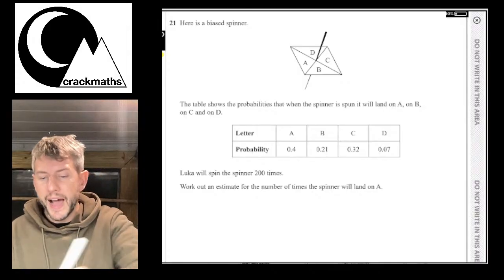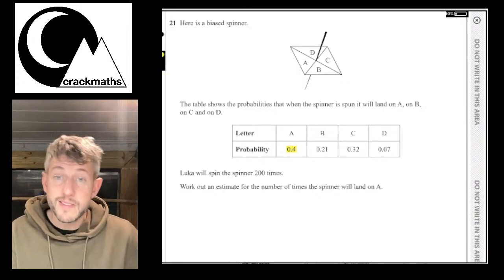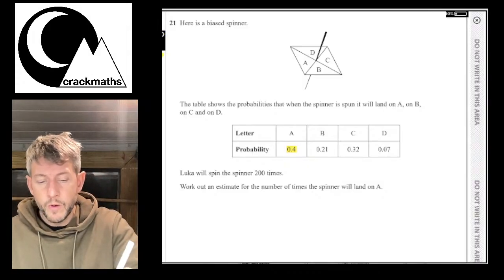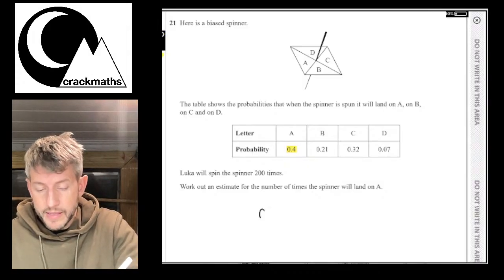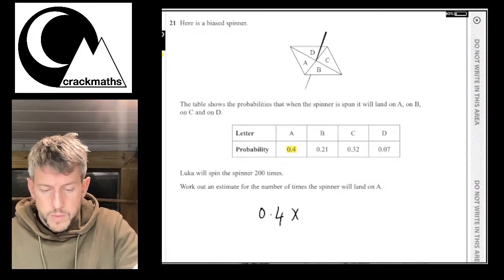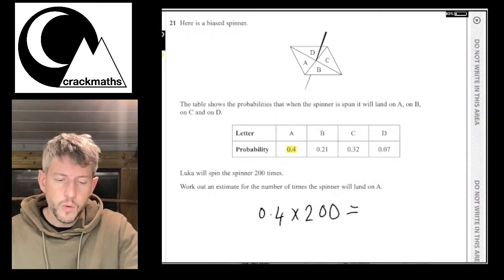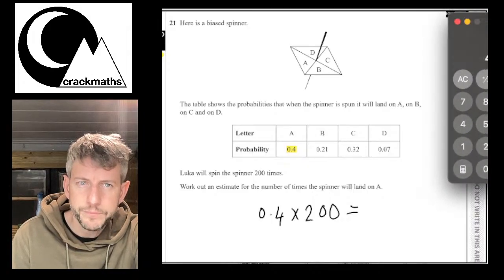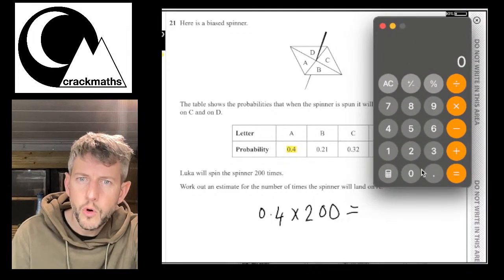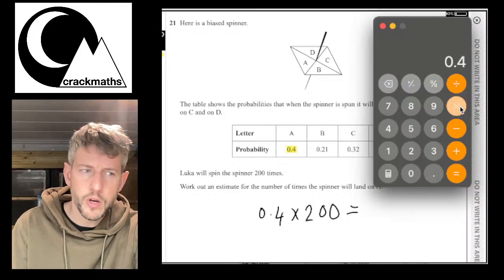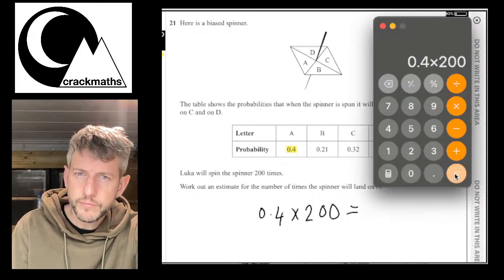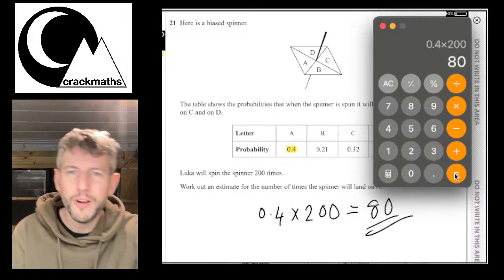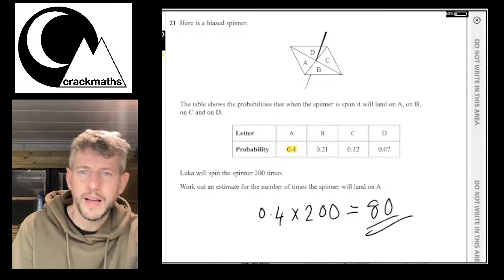You can think about decimal probabilities in a similar way to percentage multipliers. So in order to answer this question, we simply do the probability multiplied by the number of times we're going to spin it. Because this is 0.4, it's like saying 40% of the time. So we just do 0.4 times 200, and that'll equal 80. Okay, there we go, perfect. Answer done.